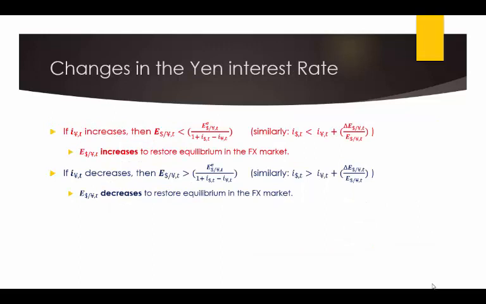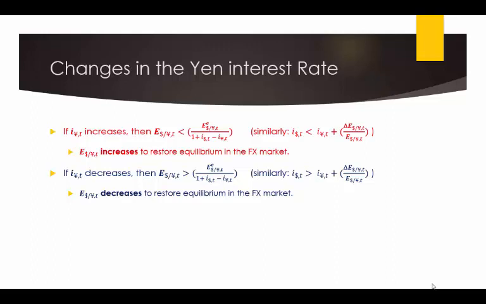Next, we look at changes in the yen interest rate. If the yen interest rate rises, then the dollar rate of return on yen assets is now more attractive than the rate of return on US assets, so that there is demand for yen by dollar holders in order to take advantage of this. The result is that the spot dollar-yen rate rises as the dollar depreciates today. Again, this continues until UIP is restored.